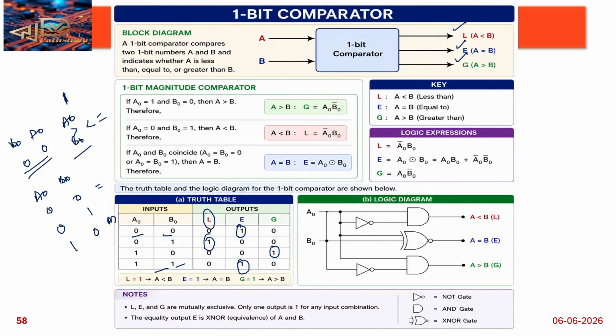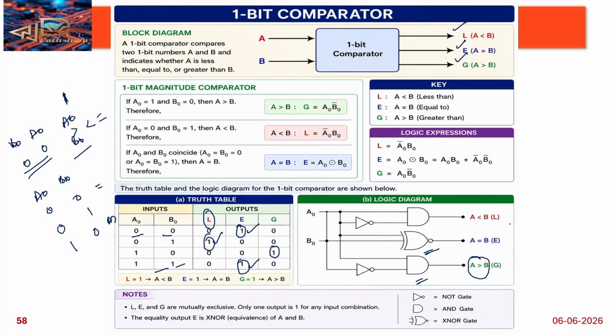For the less than condition, only one condition I got, that is A naught bar and B naught. And the equality condition is A naught bar, B naught bar, and A naught and B naught. That is the exclusive OR gate operation. After that, for the greater than condition only one value we are having, that is A naught and B naught bar. Okay, so this is the 1 bit comparator.